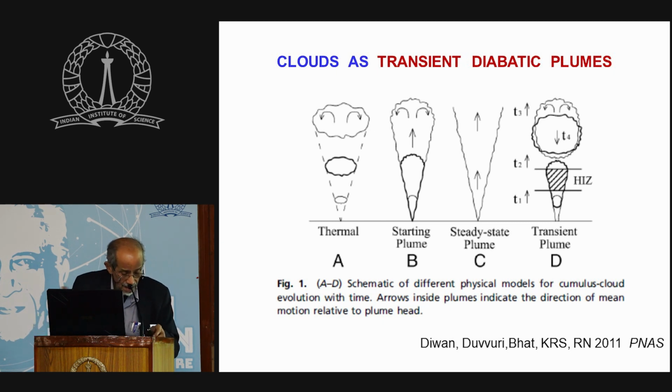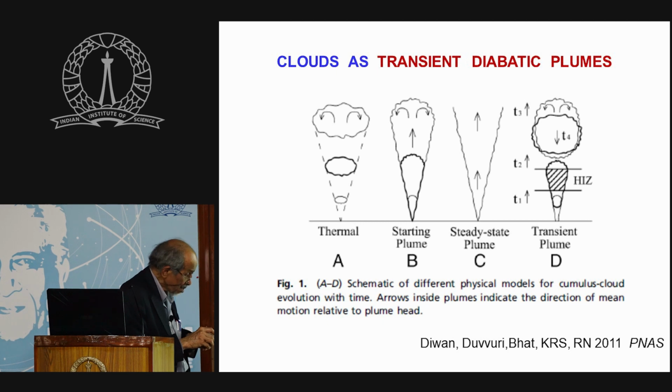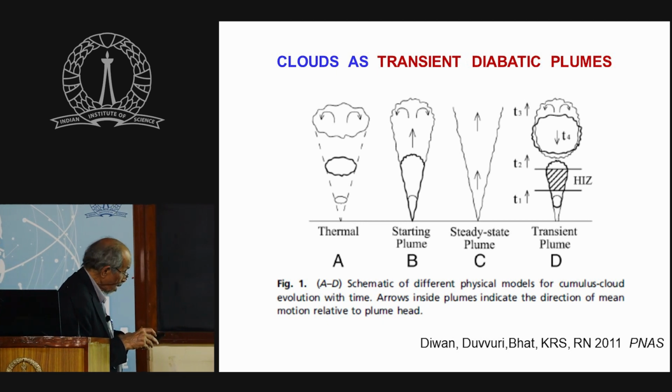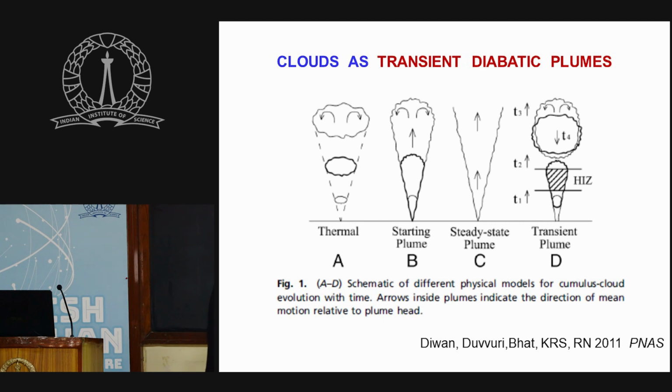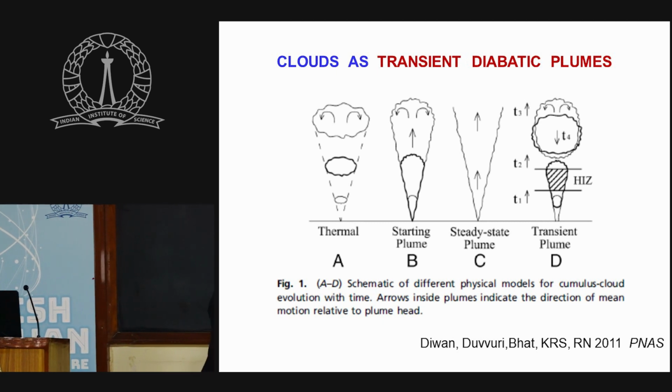Here are the various possible analogs for a cloud. This is what's called a thermal, sometimes bubbles. You know, a packet of warm flow actually travels this way, separated from other packets. It's not a continuous flow in some sense. There's a starting plume. So you start from zero and it keeps going up. It's therefore a time dependent thing. There's a steady state plume, like the steady state jet we talked about. But the one we wanted to do was really this. You have a transient plume.